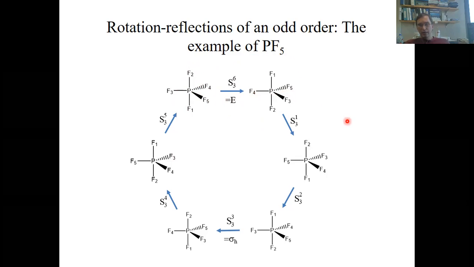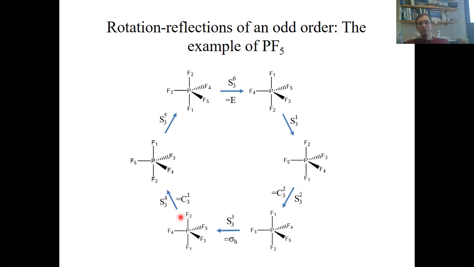So how many unique S3 symmetry operations do we have thus far? S3^6 is the same as the identity, and S3^3 is the same as sigma H. Now, S3^2 is actually the same as C3^2, and that is because if you reflect twice, that's the same as not reflecting at all. So therefore, S3^2 is C3^2.